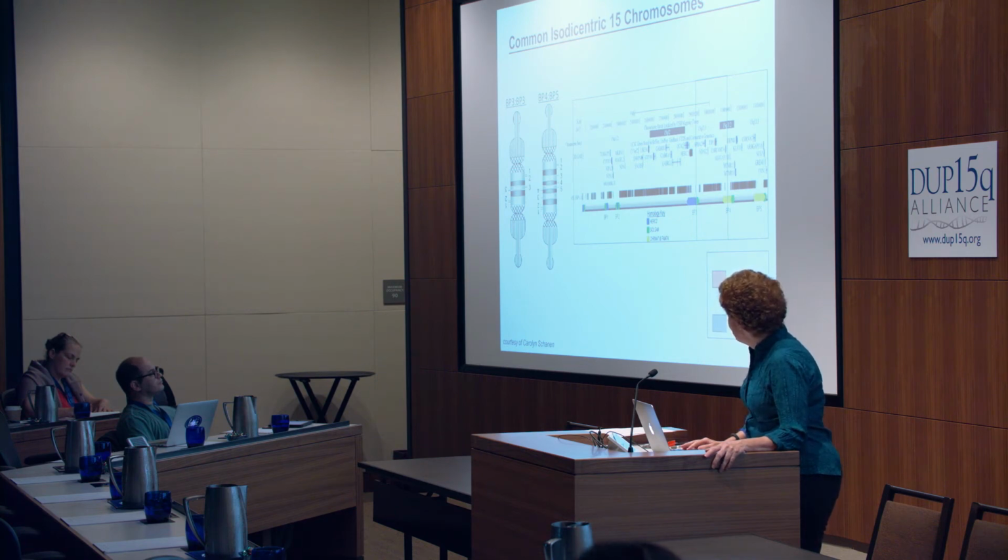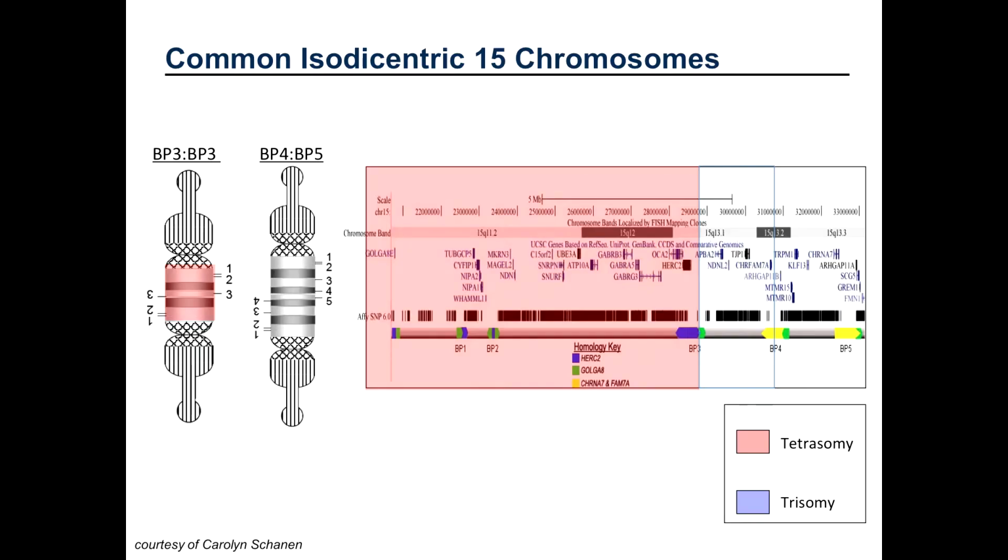So again, this is a slide that shows if you're looking here at the region that's in breakpoint 3 to breakpoint 3, one of the more common isodicentrics, what you have is a symmetrical duplication of this region here. For the second one, which is somewhat larger, you have breakpoint 3 to breakpoint 3, but then extends up to 4.